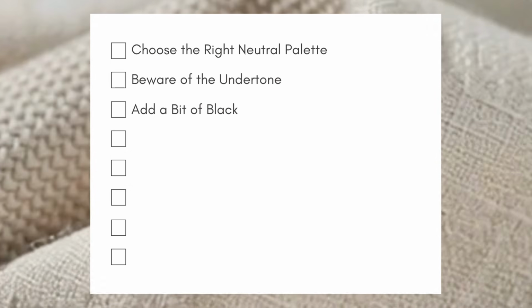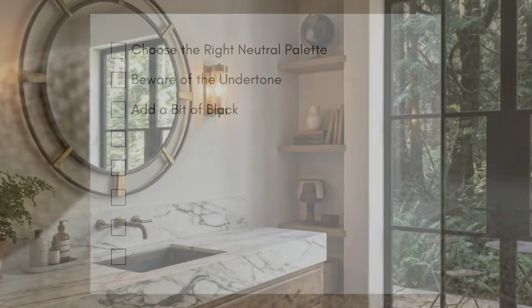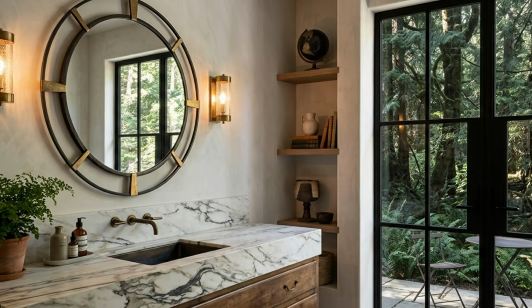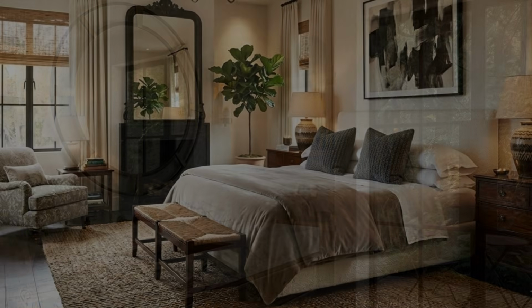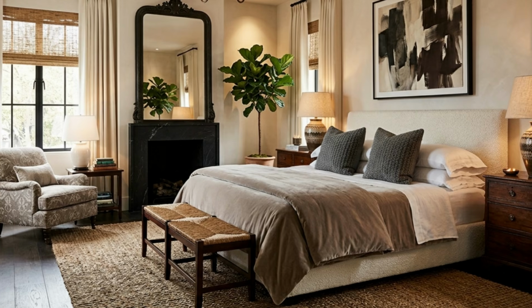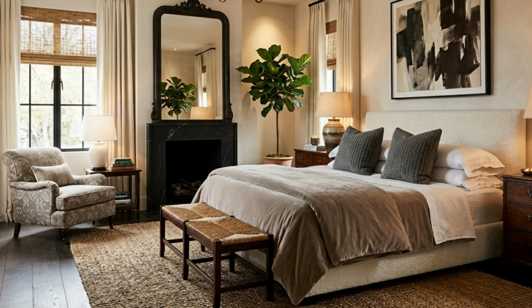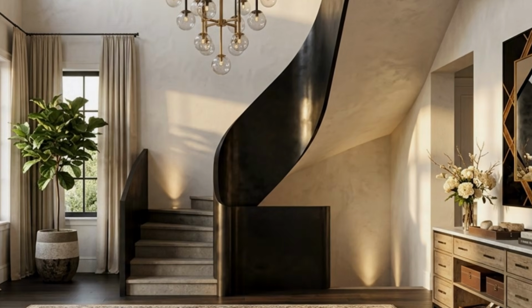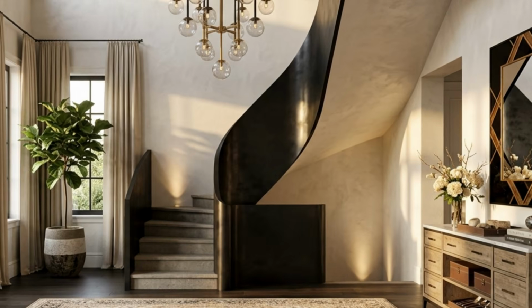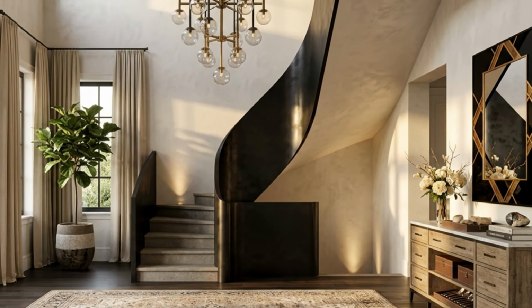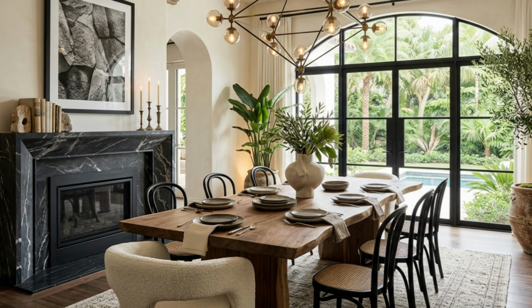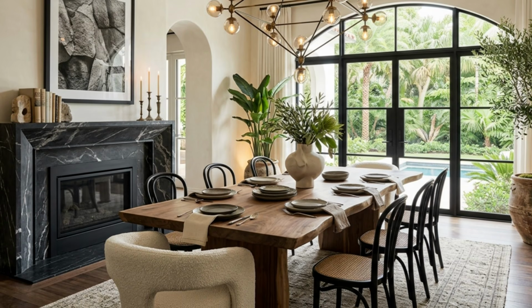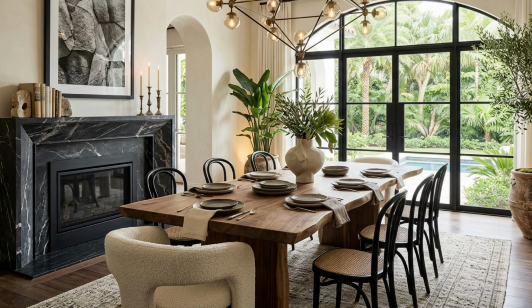Add a bit of black. If you don't want to decorate with dark colors, but your neutral home seems to feel a little sterile and boring, then add a little bit of black or dark gray. The black or dark gray color will create a contrast and make your room feel more energized. You can add a black fireplace surround, art with a black frame, or maybe just some black curtain rods.